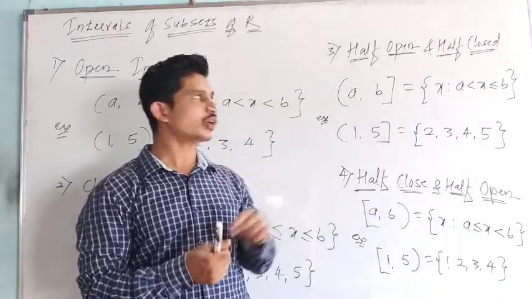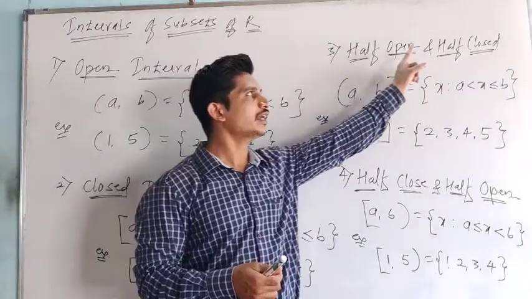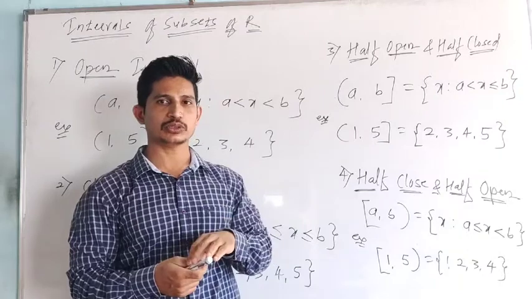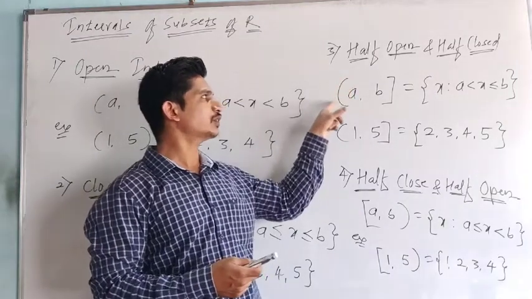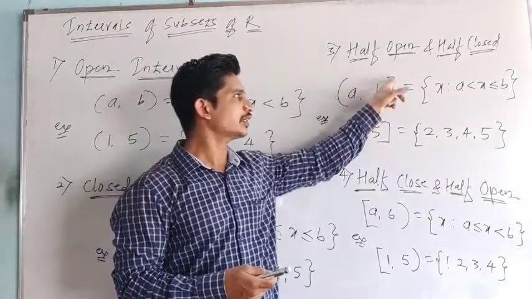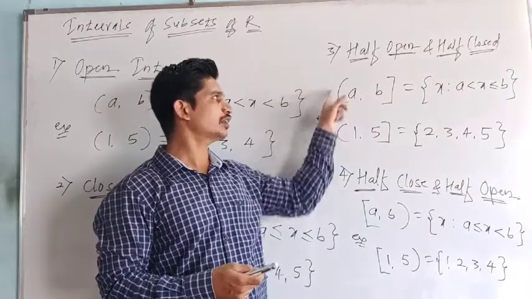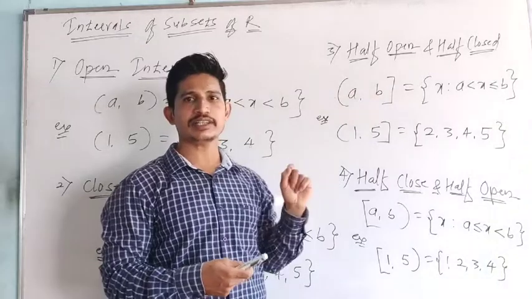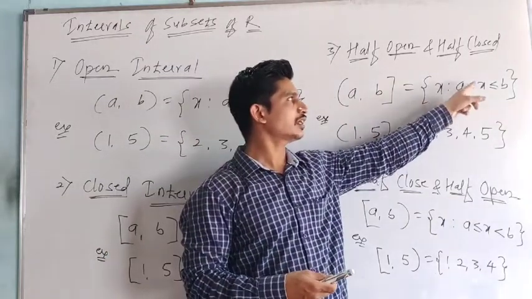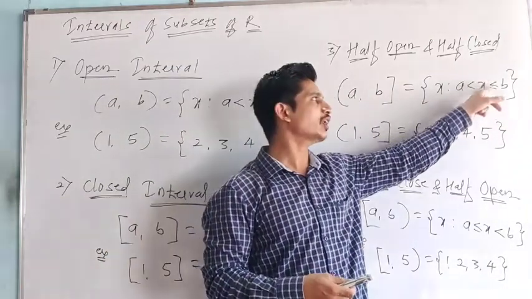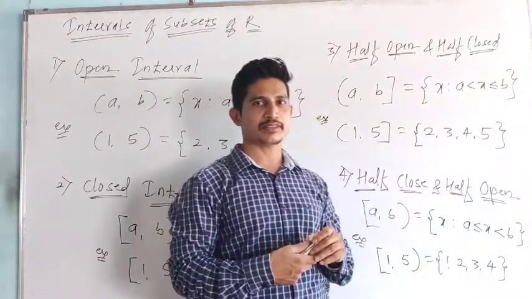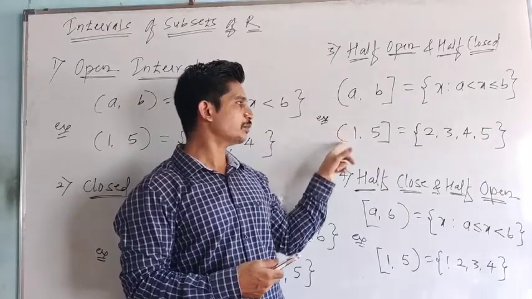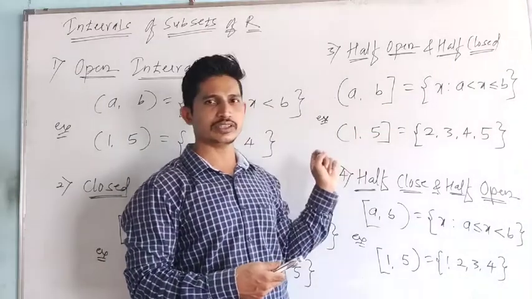The third one is called the half open and half closed interval. So what is called half open, half closed? On one side it is the open interval and on the other side it is the closed interval, an open bracket and a closed bracket. So (a, b] means x is greater than a but less than or equal to b.